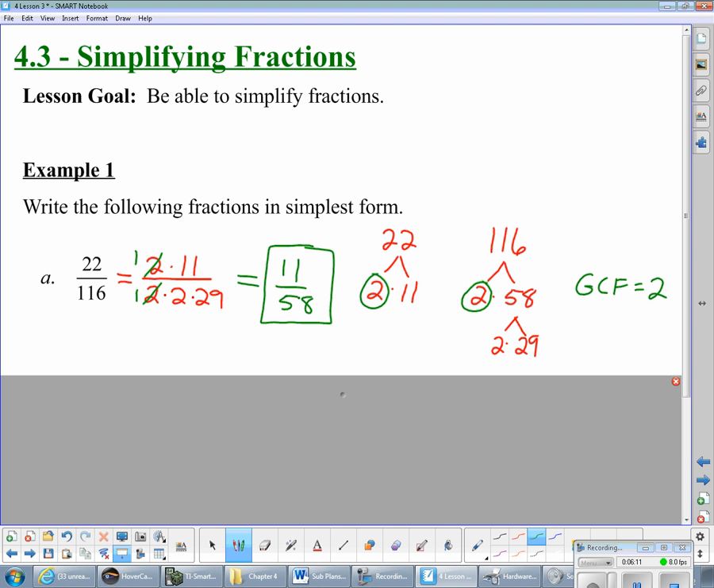Another way to look at it, since we found the GCF to be 2, is we could just divide 22 by 2 because that was the GCF, and that gets us 11. Or we could take 116 and divide by 2, and that gets us 58. Another way to look at this fraction is 22 over 116 equals 11 over 58.